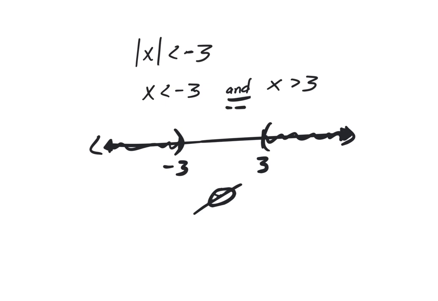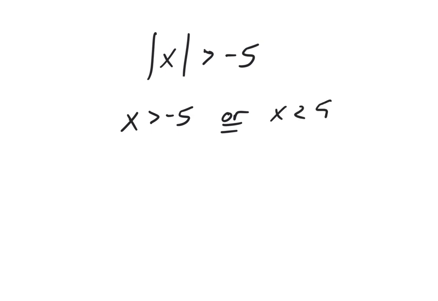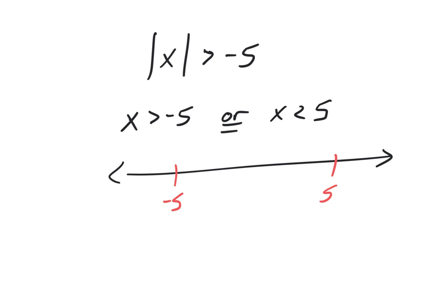But what would be different here is if I change the sign to greater than. My two inequalities would be x greater than negative 5, or, because it's greater than, x is less than positive 5. If we graph this one, negative 5's down here, positive 5's up here.